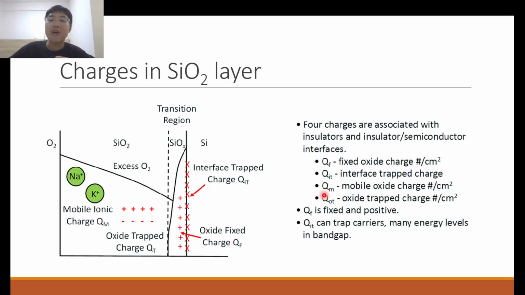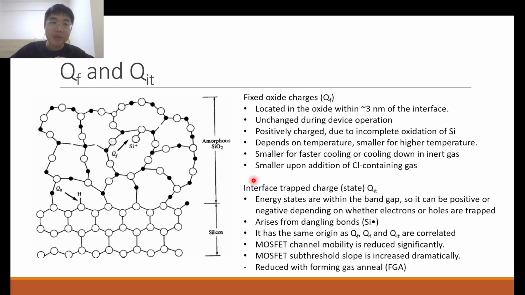Different charges have different impacts on eventual device performance. For example, fixed charges may not be that important and may not degrade the device performance much. However, interface trap charge can affect device performance quite severely. So let's go straight into them. Let's look at fixed charges and interface trap charges.